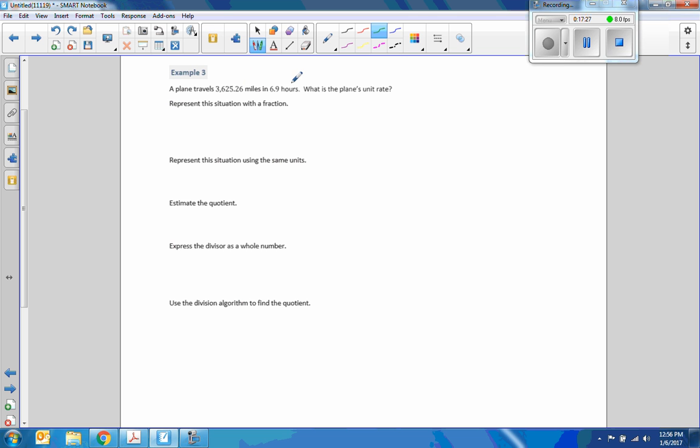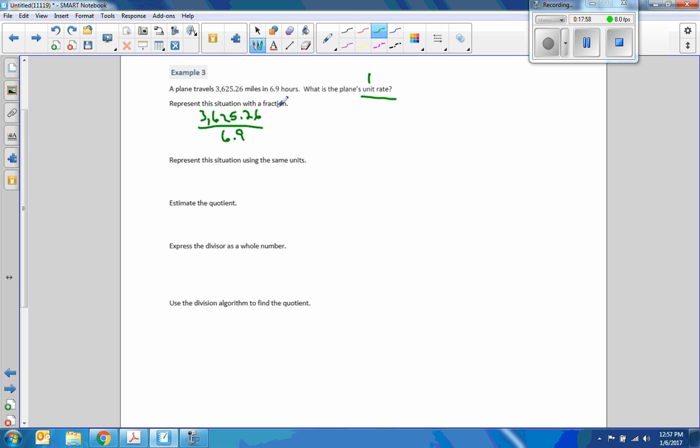3,625.26 miles in 6.9 hours. What is the plane's unit rate? Unit rate means 1. Unit means 1 in that. So when they say unit rate, they're asking how many miles per 1 hour is this plane flying. Okay, so we need to find out how fast this plane is going. So we're going to take that 3,625.26. We're going to put it over 6.9.